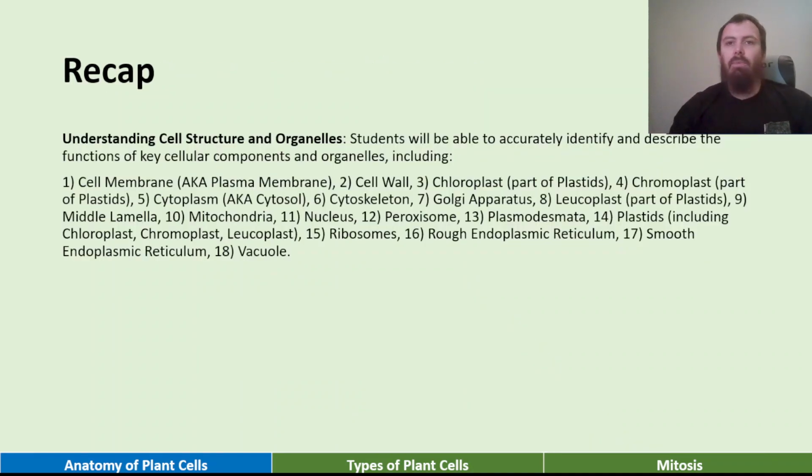Okay, so just to recap, we went through the cell structure, including all of the organelles. You can see the organelles listed here. So make sure you can identify all of those, you know their functions, and the general idea of what their role is and any unique attributes about them.